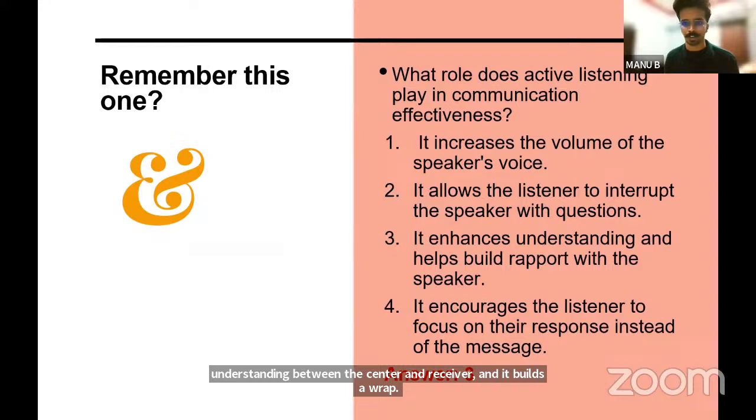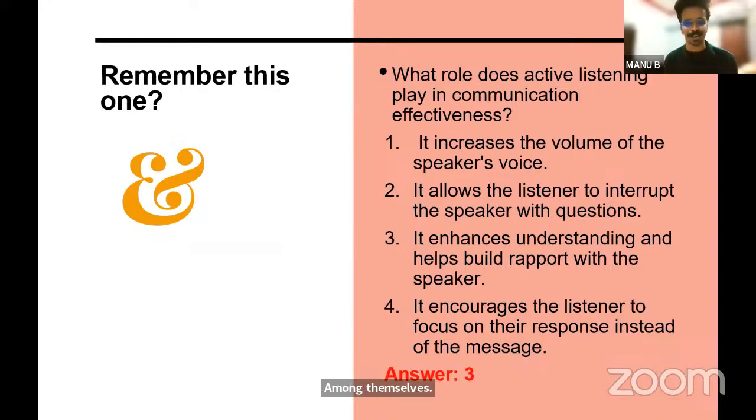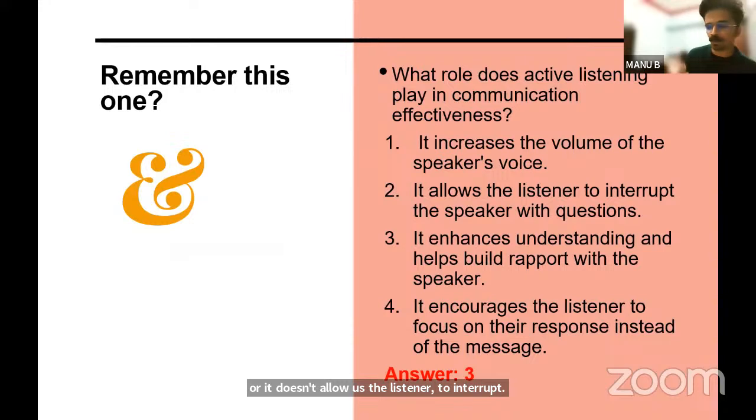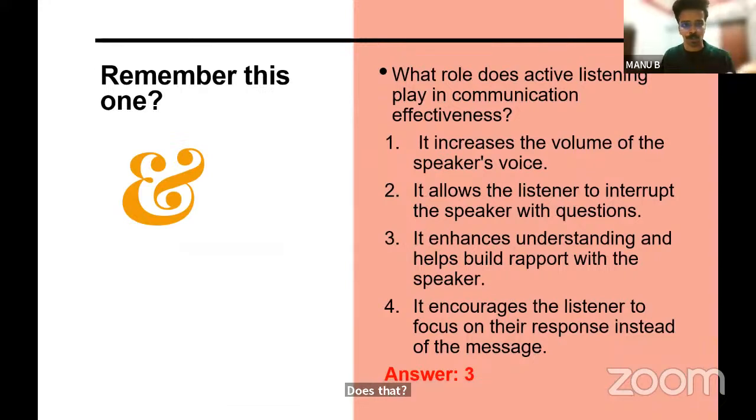Okay, it doesn't increase the volume, or allow the listener to interrupt, or encourage the listener to focus on their responses instead of the message. Those options don't match perfectly, but option 3 does that well. Okay, the effectiveness of communication, you should expect a lot of questions.